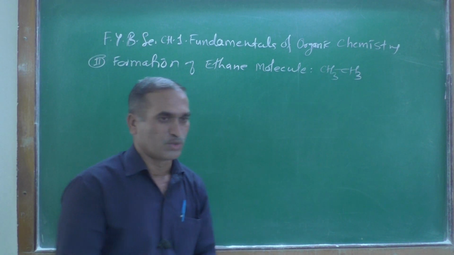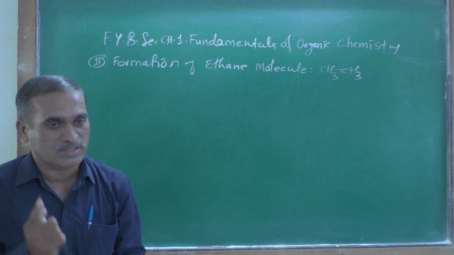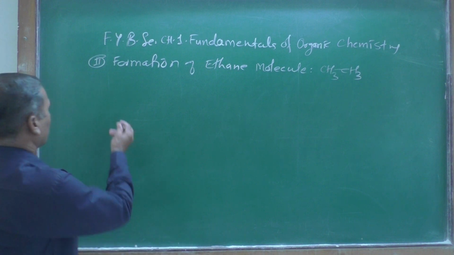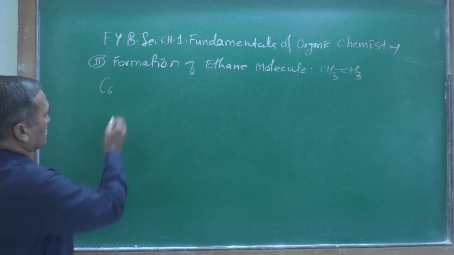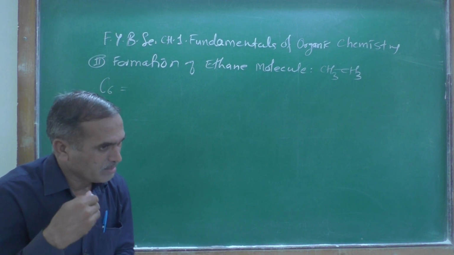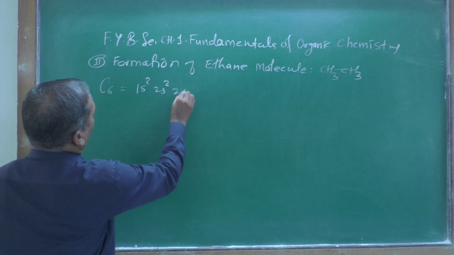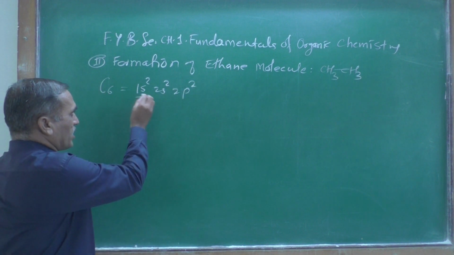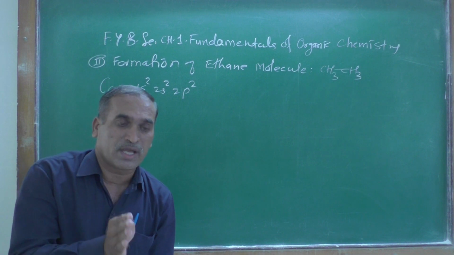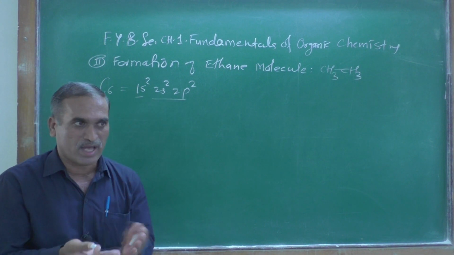Here CH3, CH2. Here also the carbon atom is the central atom. Yesterday we saw that the central atom in the methane molecule is also a carbon atom, and as we know, carbon has atomic number 6. So write down the electronic configuration: 1s2, 2s2 and 2p2. The 1s orbital is an inner shell orbital. It does not take part in the formation of bonding. Only valence electrons take part, and there are 4 valence electrons present.